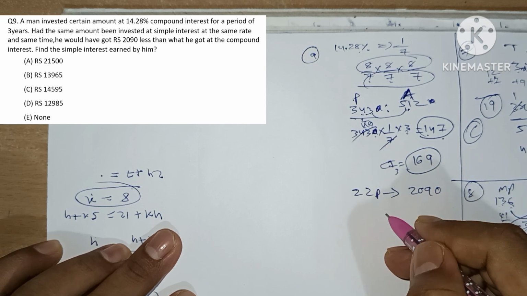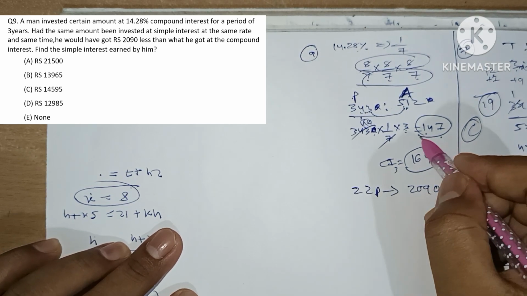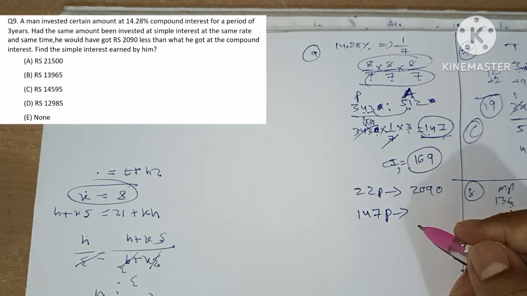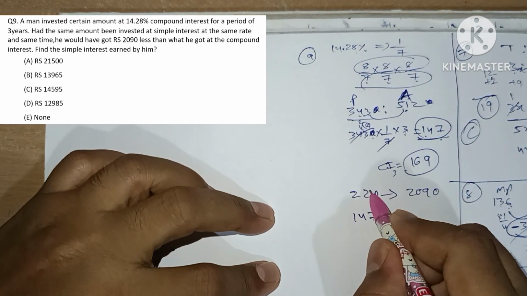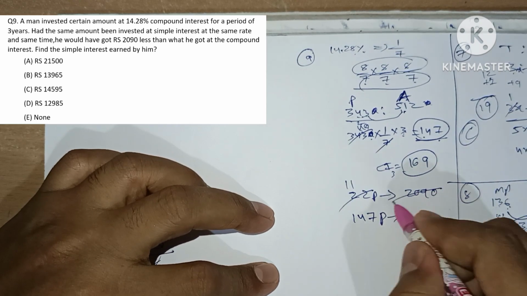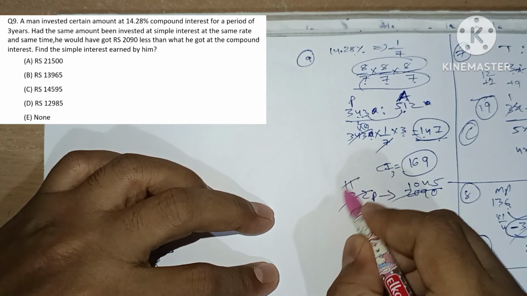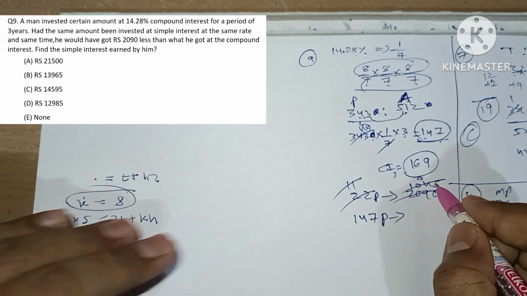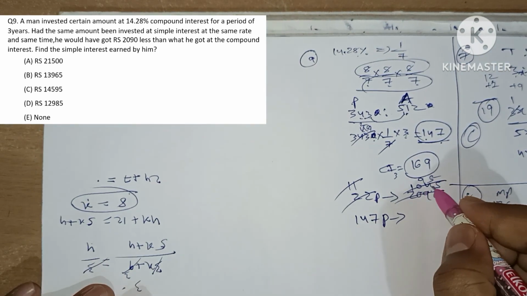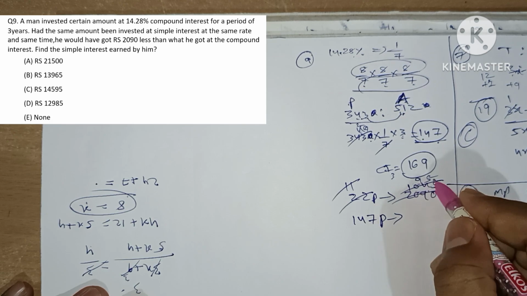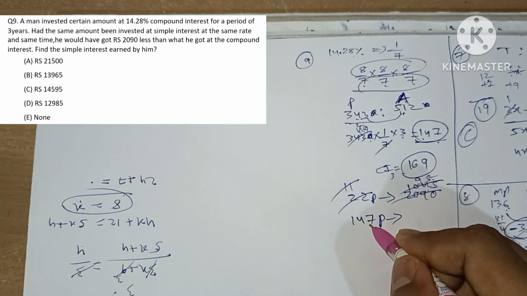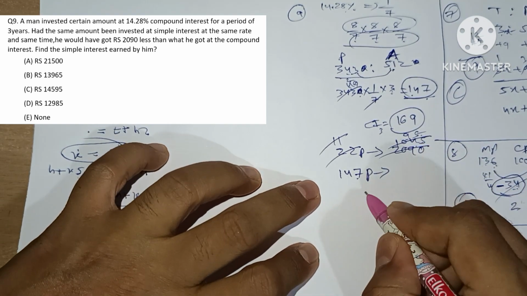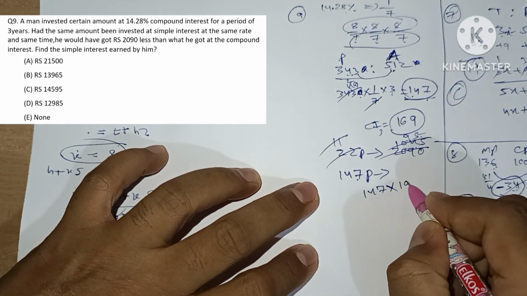Now the question asked is, find the simple interest earned. Simple interest is 147. We need to find the value of 147 parts. So here we get 2090 divided by 22, which is 95. 95 into 147 is our answer. So first what we do is let's divide this as 19 into 5. So 147 into 19 into 5.